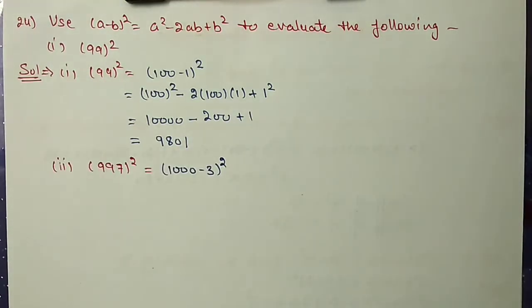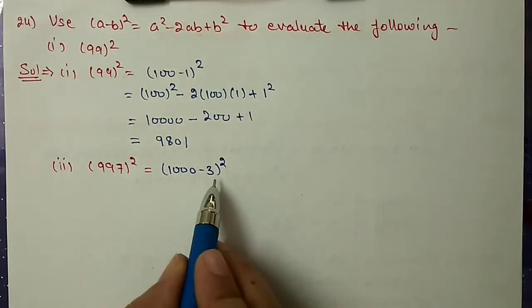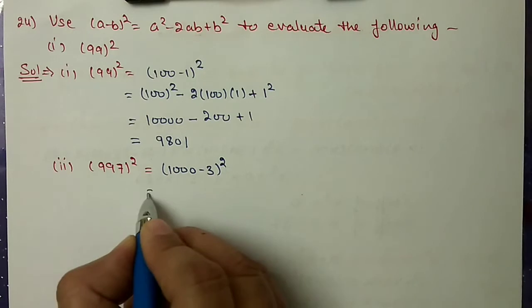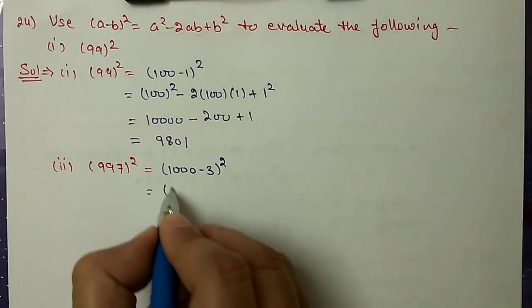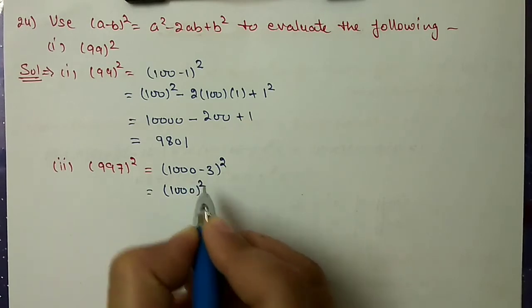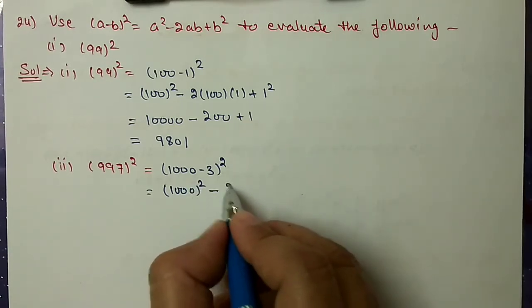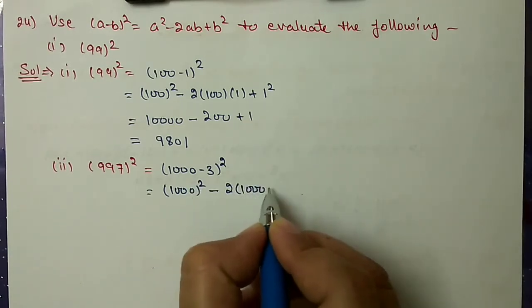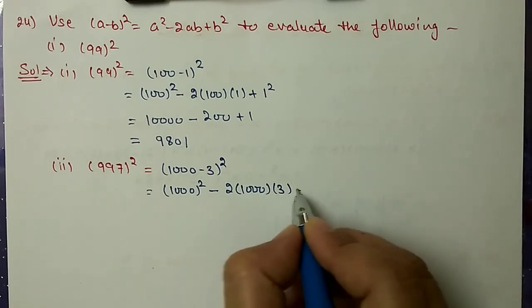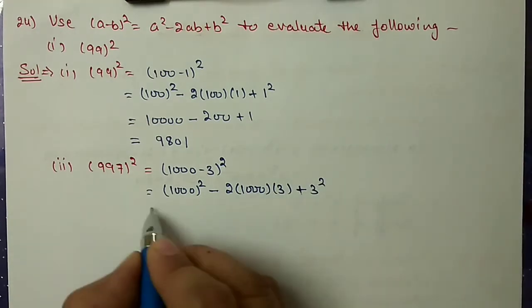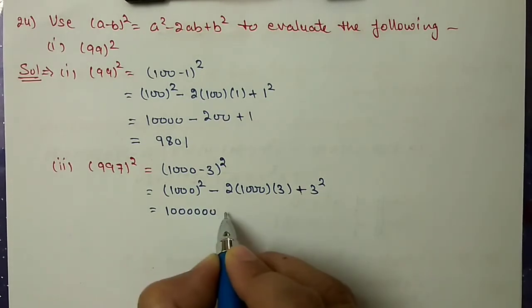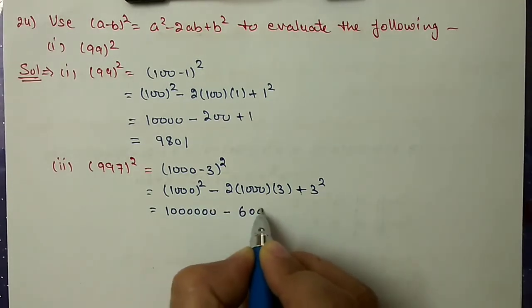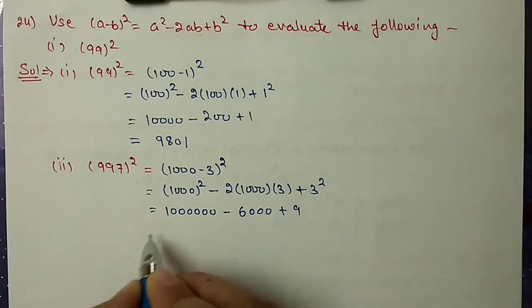Second part, 997 whole square, which we can write as (1000 minus 3) whole square. Then we will apply (a minus b) whole square formula. A square means 1000 square minus 2ab. 2 into 1000 into 3 plus b square. So 1000 square will be 1 followed by 6 zeros, minus 6000 plus 9. Simplify.